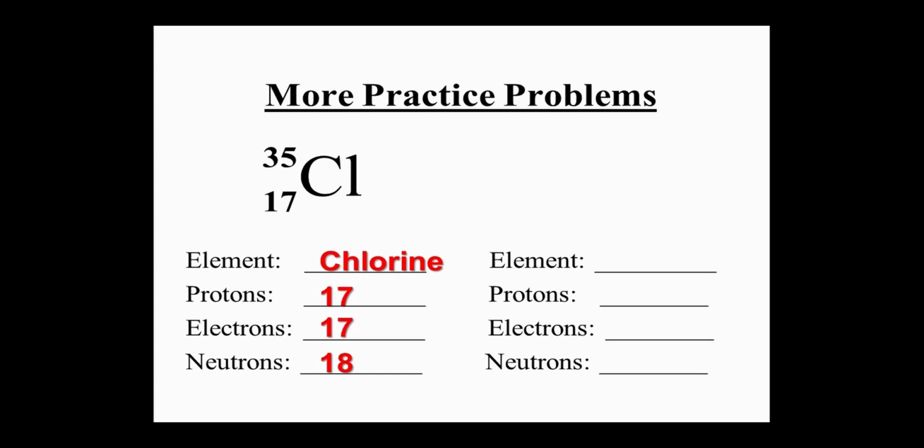The next one. It's what again? It's chlorine. But this is a different isotope of chlorine. So how many protons does it have? It still has 17. How many electrons? Still 17. Neutrons are going to be different because it's a different version of this chlorine. 37 minus 17 is now 20. So these are good examples of 2 different isotopes of chlorine.